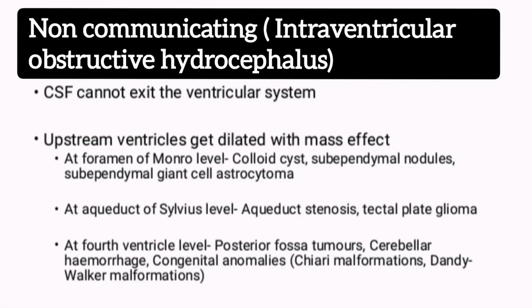Non-communicating or intraventricular obstructive type. Cerebrospinal fluid cannot exit the ventricular system. Upstream ventricles get dilated with mass effect. Causes at the foramen of Monroe level are colloid cyst, subependymal nodules and subependymal giant cell astrocytoma.